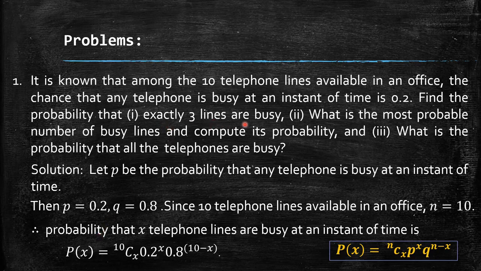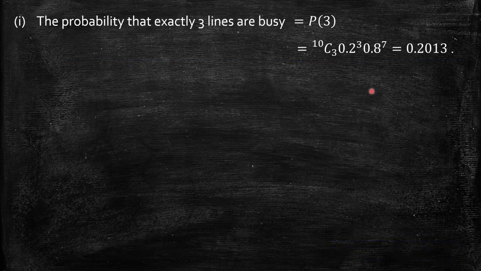The first one is exactly 3 lines are busy, so that means p of 3. We have to substitute in 10Cx 0.2 power x into 0.8 power 10 minus x, where x is 3, so that gives 10C3 0.2 power 3 0.8 power 10 minus 3, that is 7. If I calculate, I get 0.2013, which is the probability that exactly 3 lines are busy.